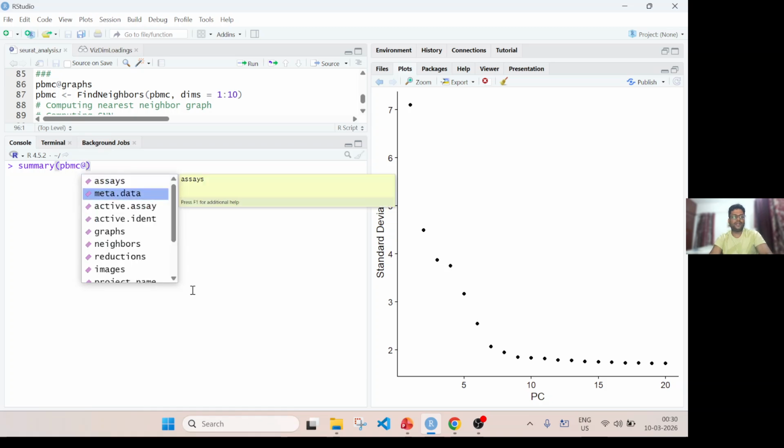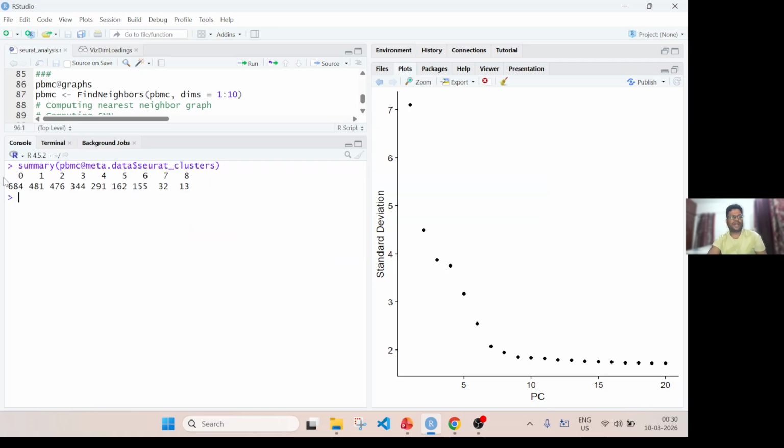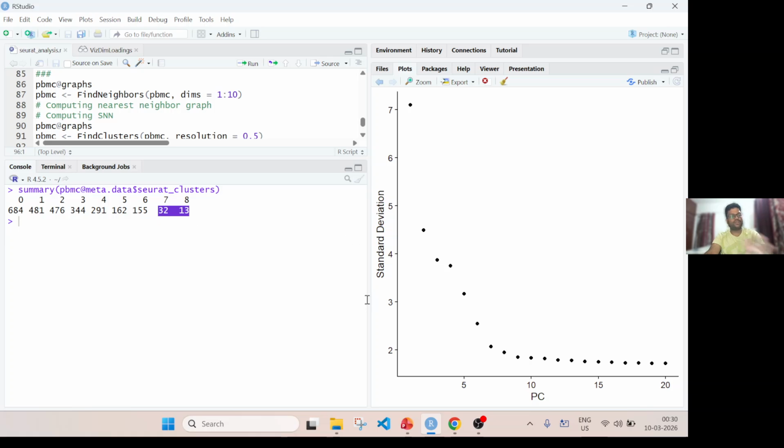Also you can do a summary of pbmc@meta.data$seurat_clusters. It will tell that there are 684 cells belonging to cluster number 0, 481 cells belonging to the first cluster, and like that. Those up to 8 are the very rare clusters, I mean the number of cells is very small. So you can identify how many cells got into each cluster.